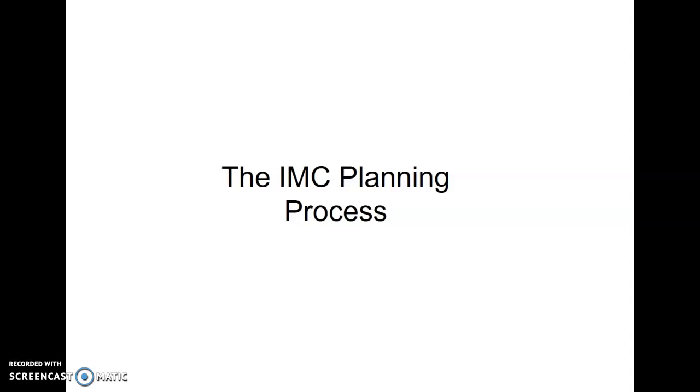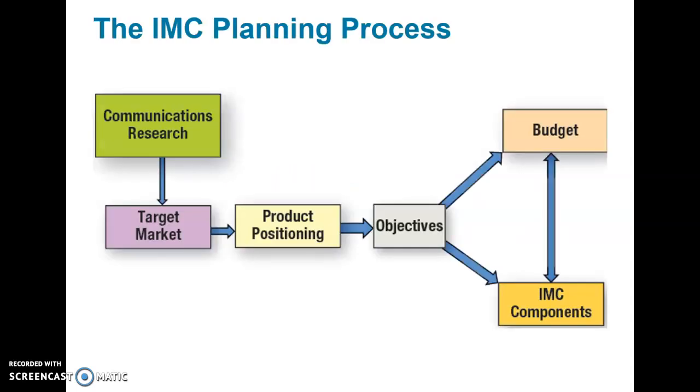The IMC Planning Process. The IMC planning process begins with communications research. From this research, decisions about the target market and product positioning can be made. These are joint decisions because one decision affects the other. Next, we set objectives for the communication. From the objectives come the budget and a selection of the appropriate IMC components. Again, it's a mutual decision because the budget impacts which IMC components can be used, and the selection of the IMC components affects the budget.